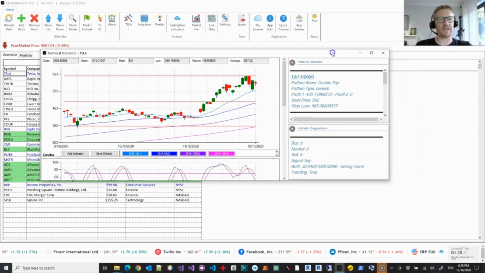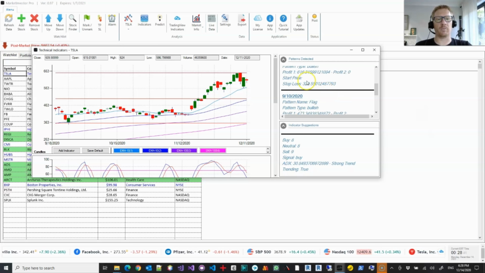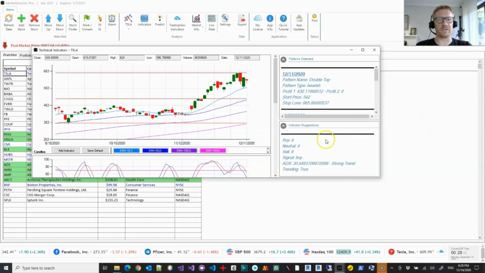It will also give us some detected patterns. You'll see on the 11th, which is here, Friday, it picked up a double top pattern. It says that it's bearish, and it gives you some estimates based on that. It doesn't mean you should use these purely to trade on. These are indicators, right? And it'll pick up some previous patterns in the past as well.